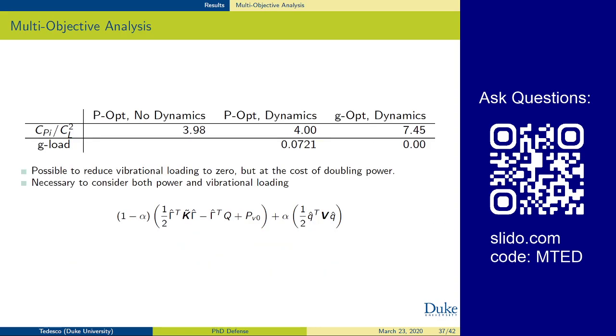So it begs the question. We saw before, you can reduce the vibration to 0, but it comes at a huge cost. We can't pay that cost. So what do we do? Well, this is where we need to consider both power and vibrational loading. So the way we do that is with a multi-objective analysis. So you'll notice that we have our 2 objectives again, but they're multiplying alpha. This alpha you can think of as like a percentage parameter, where when we make it 0, we're doing a pure power optimization. And when we make it 1, we're doing a pure vibration optimization.